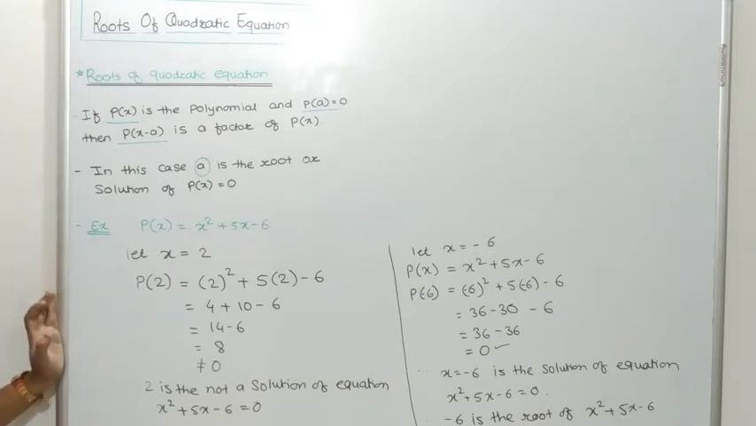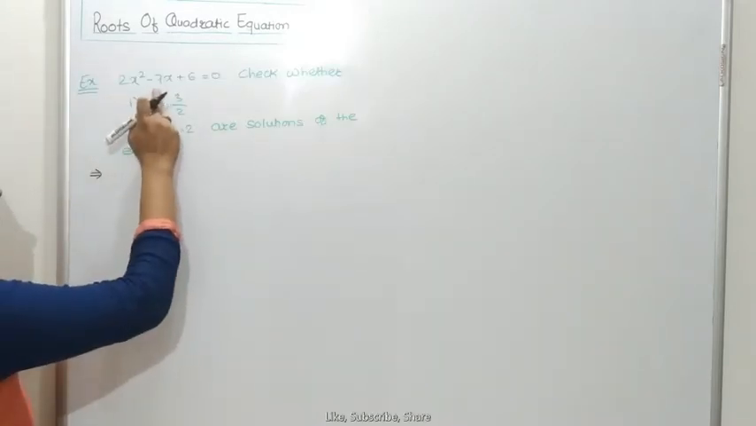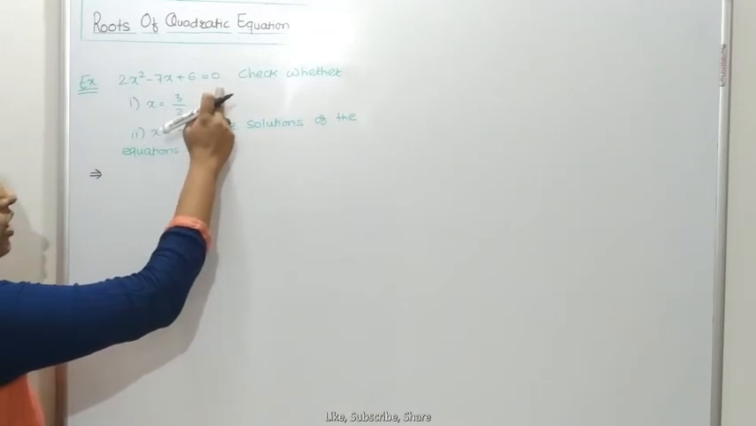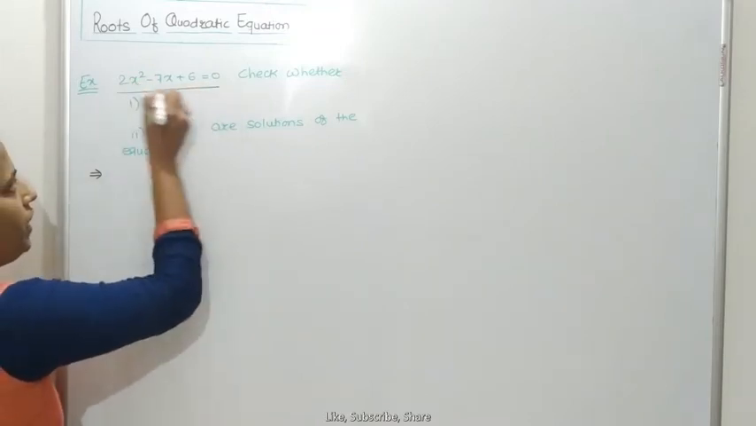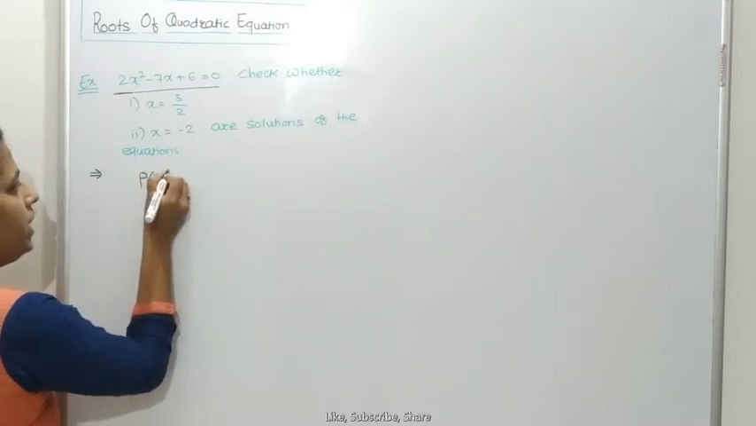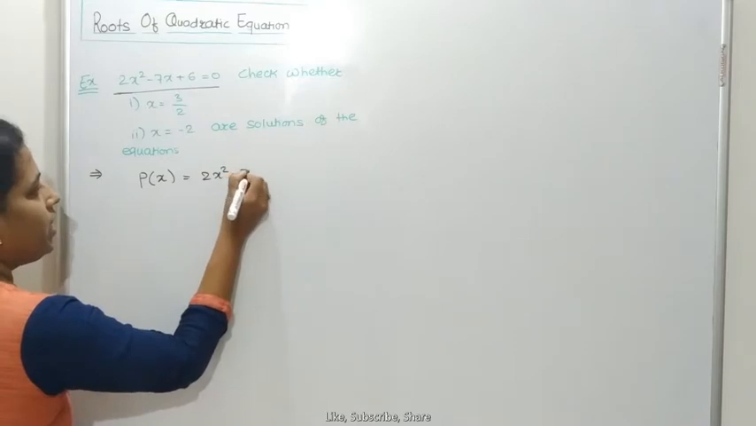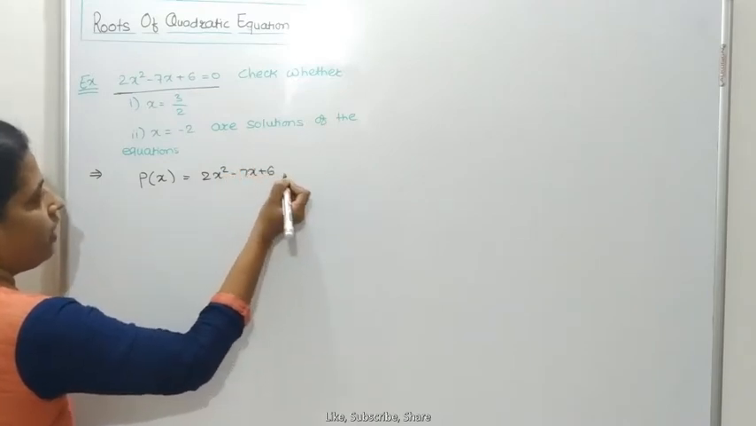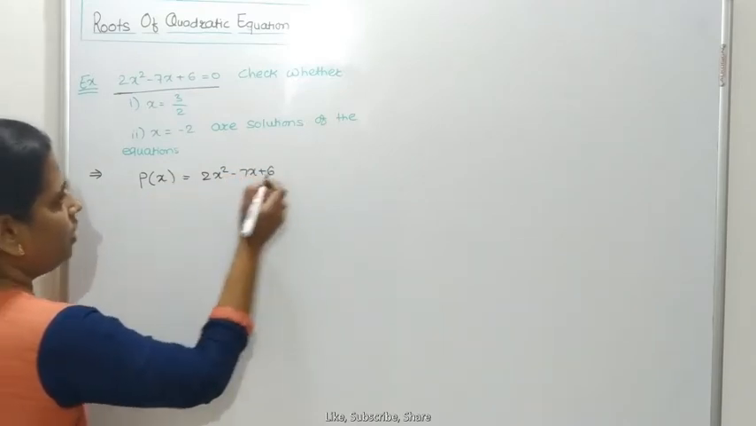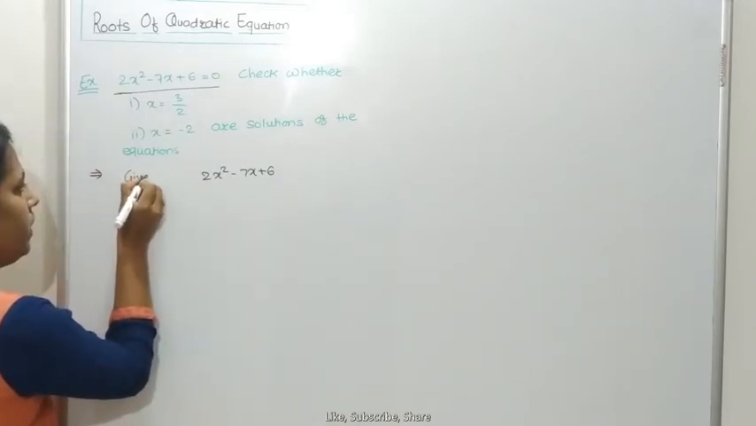So we'll solve some more examples. We'll start next with this example: 2x square minus 7x plus 6 is equal to 0. That means p of x is equal to 2x square minus 7x plus 6, which is equal to 0. This is given.